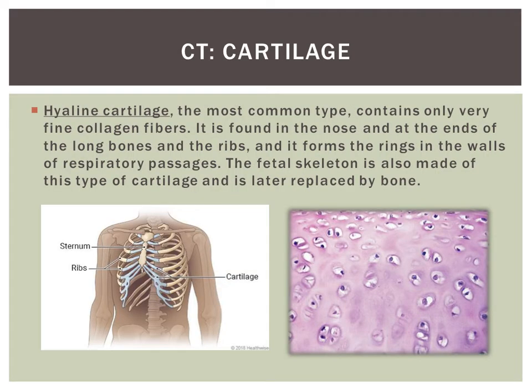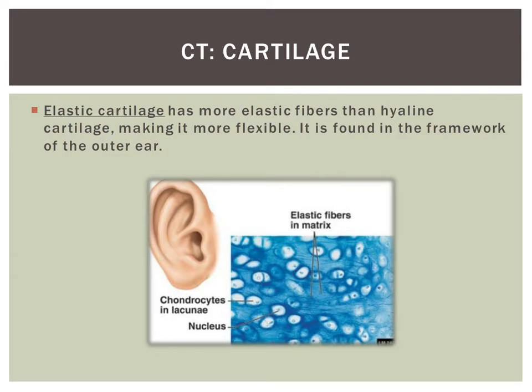And there are three types of cartilage that we're going to look at. The first one is called hyaline cartilage. This is found in the nose and at the end of long bones like your femur and at the ribs, and it forms the rings in the walls of respiratory passages. So there are rings in your trachea or in your windpipe that's made of hyaline cartilage. Also, the fetal skeleton is made of this type of cartilage, and later, of course, it's replaced by bone during development. So hyaline cartilage is the first type.